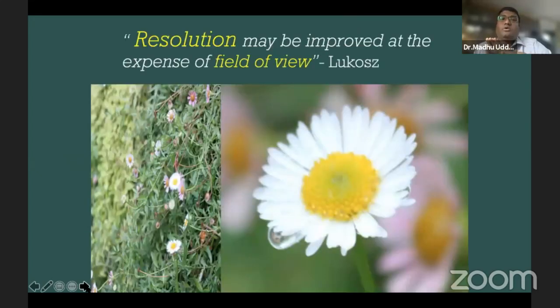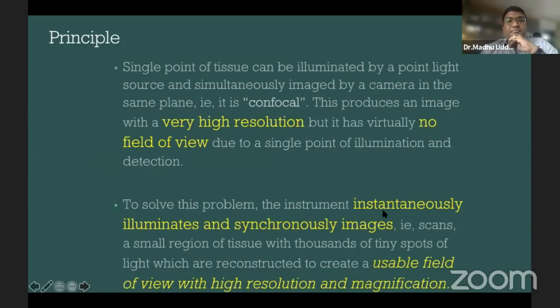So laser scanning microscopy, as all of you know, resolution may be improved at the expense of field of view. This is exactly what happens in the case of confocal microscopy. So the principle is, when you have a single point of tissue that can be illuminated by a point light source, you get a very high resolution, but literally it will have no field of view. So to solve this problem, the instrument instantaneously illuminates and synchronizes images to get a usable field of view.